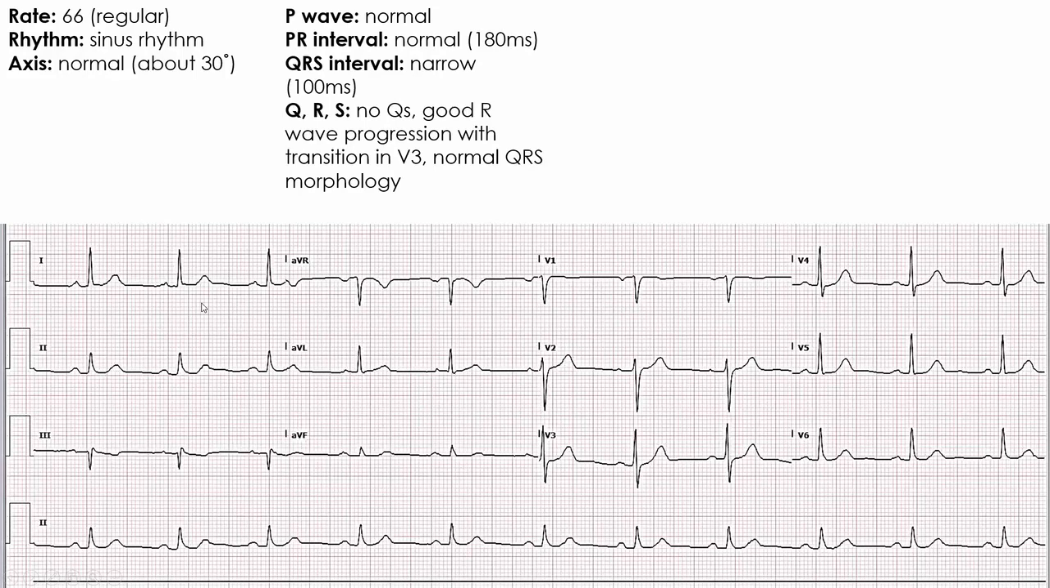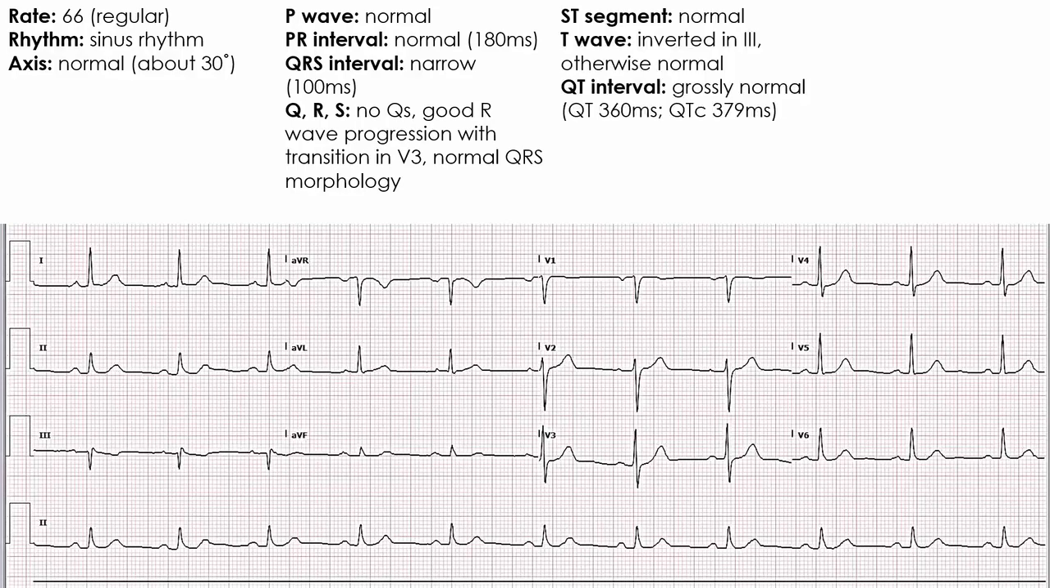Looking at the P waves, they're normal. The PR interval is also normal. The QRS complexes are narrow. They're a normal height. There are no abnormal Q waves. There's good R wave progression with a transition point in V3. Normal shape to the QRS complexes.